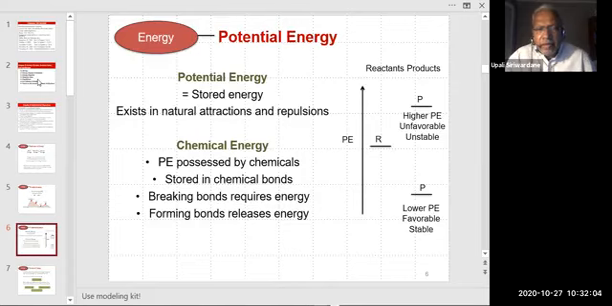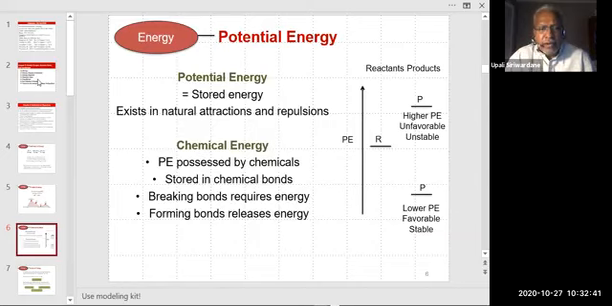Energy-wise, higher potential energy is unfavorable or unstable, so the system can lose the energy and become lower potential energy. Lower potential energy is a favorable situation. R refers to reactants, P refers to products. Products with higher potential energy are unfavorable. Lower potential energy is favorable.